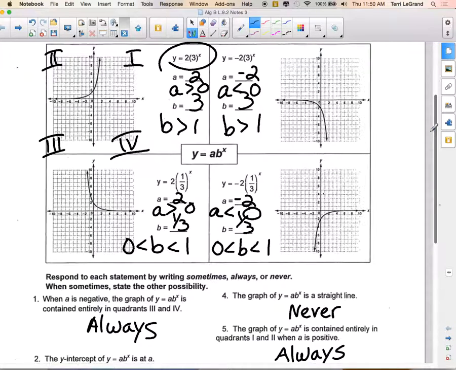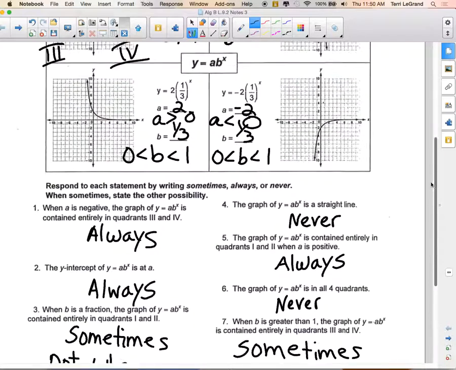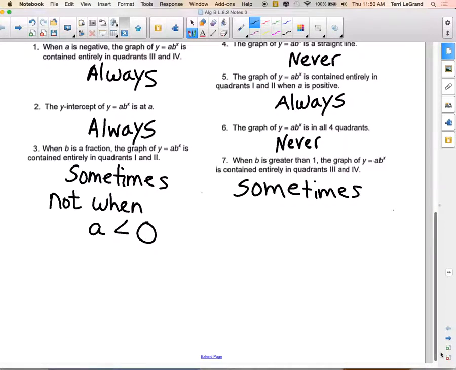See over here, it's in, oh, I'm in the wrong one, aren't I? I've already forgotten what we're looking for. When b is greater than 1, it's in 3 and 4. B is greater than 1 in these two. So it's in quadrants 3 and 4 when a is less than 0. It's not in 3 and 4 when a is greater than 0 or positive.